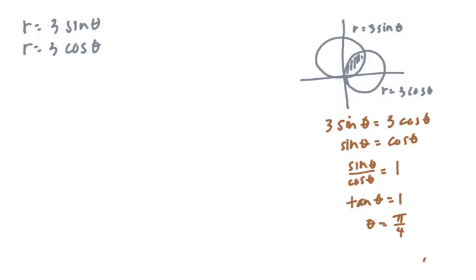Now what we have here is we have to look at the graph, and this is 0 to pi over 4 for the sine graph. And then the other part is pi over 4 to pi over 2 on the cosine graph. So we're going to have to find these two areas separately and add them together.